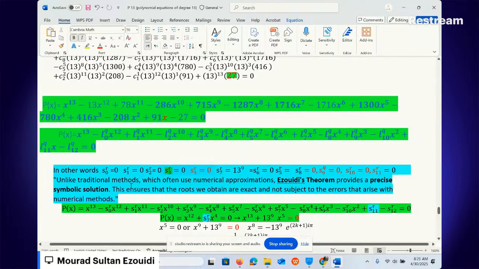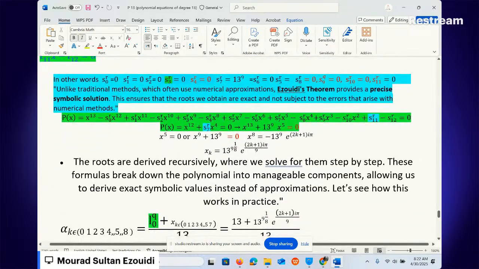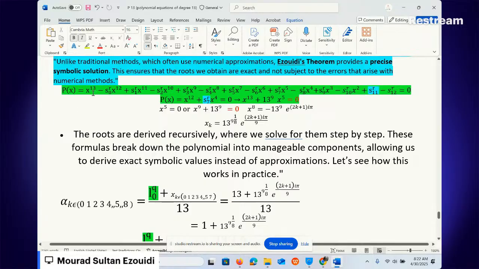Now, in traditional methods, which often use numerical approximation, here Bezout's theorem provides precise symbolic roots. This ensures that the roots we obtain are exact and not subject to the errors that arise with numerical methods. So here, our new polynomial to the power 13, that corresponds to the original 13-degree polynomial equation, can be written as x to the power 13 minus S0 x to the power 12 up to negative S12 equals 0. You see, this polynomial to the power 13 had been written as x to the power 13 plus S7 times x to the power 5 equals 0.